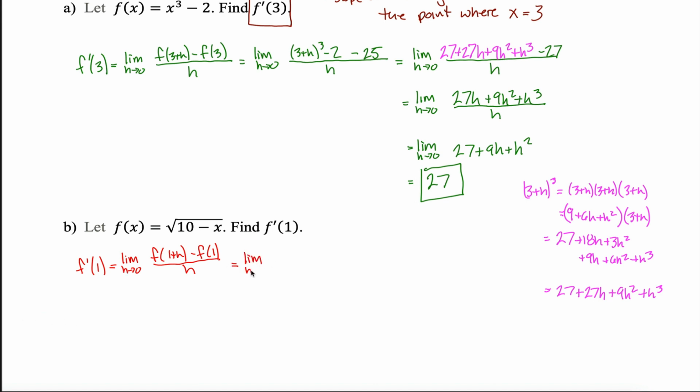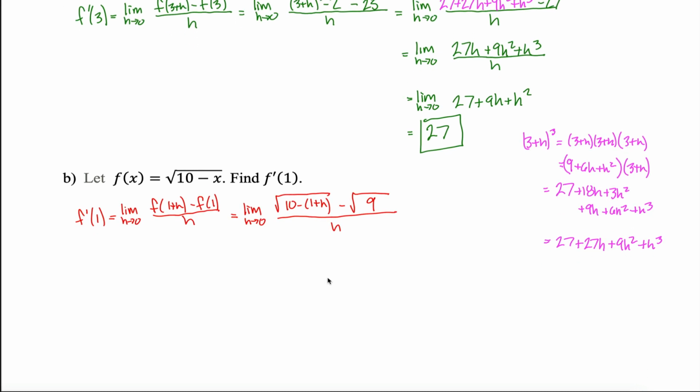We got the limit as h approaches 0. f of 1 plus h is pretty easy to evaluate. I just copy this blueprint up here, changing all the x's into 1 plus h's. So I got the square root of 10 minus (1 plus h). From that, I want to subtract f of 1. f of 1 would just be the square root of 10 minus 1, in other words, the square root of 9, in other words, 3. And I want to divide that entire thing by h. Oh, this is really ugly looking. What am I going to do?